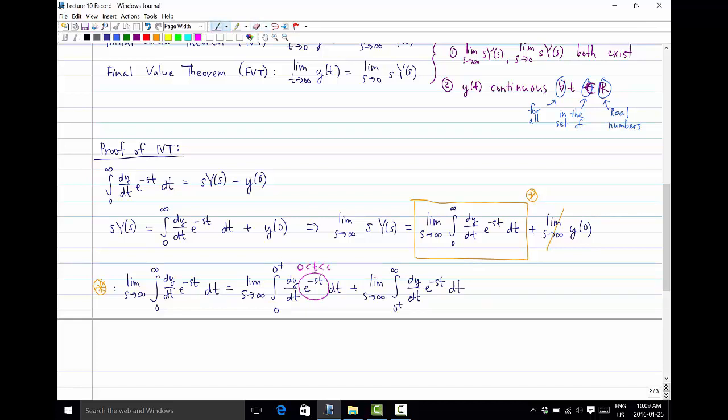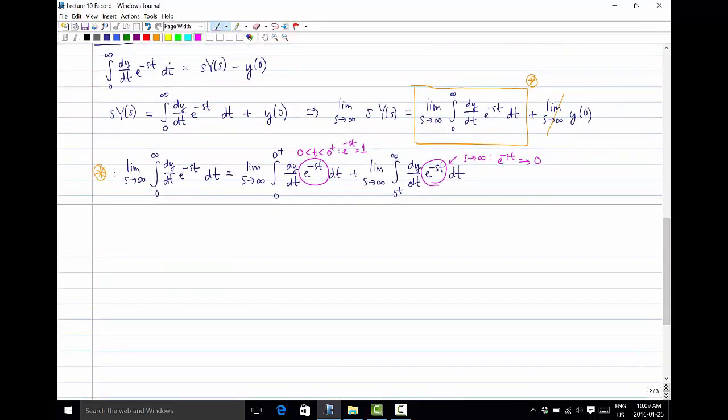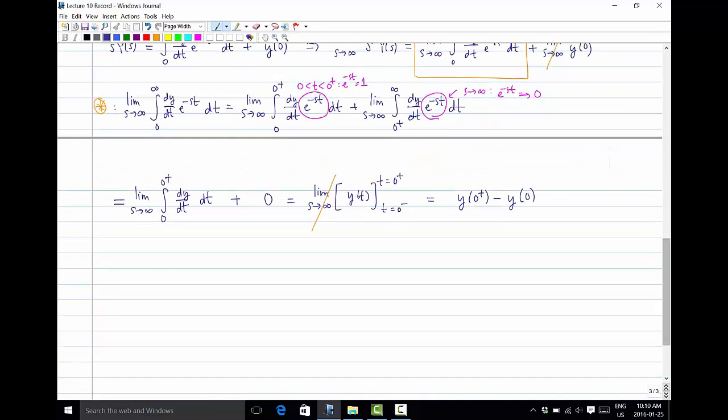In the first integral, e to the negative st evaluates to 1 because t is essentially 0 in the very small interval 0 to 0 plus. In the second interval, e to the negative st evaluates to 0 because s approaches infinity. The first integral simply evaluates to the integral of the derivative of y, which is simply y of t itself. We take the difference between the values at 0 plus and 0. The second integral evaluates to 0 for reasons mentioned previously.